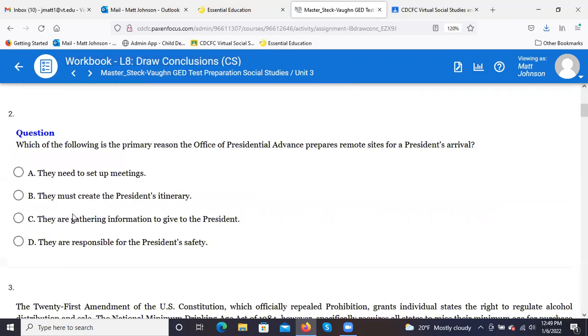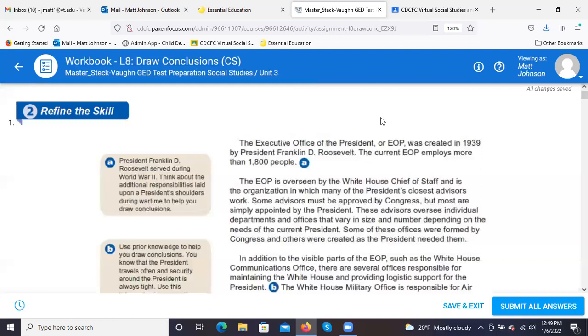All right, on to our workbook and talking about President Roosevelt. So the Executive Office of the President, or EOP, was created in 1939 by Franklin Delano Roosevelt. The current EOP employs more than 1,800 people. The Executive Office of the President employs 1,800 people.